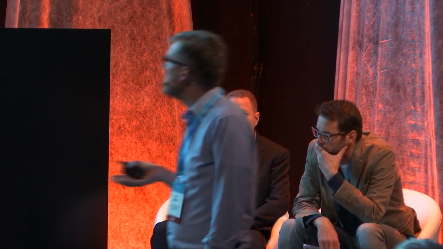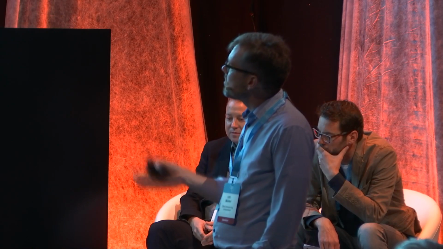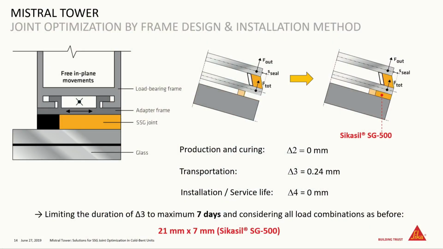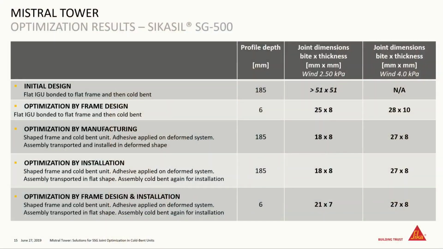Then, of course, there are other possibilities as well. You have now seen topics out of changing the design, changing the way of production, changing the way of installation. Of course, you can also combine topics like this. Combining means, in this example, changing the frame plus adaptation of the production process. Here, just as an additional example, a joint dimension of 21 by 7 millimeter would be even sufficient. Here, an overview about the results I mentioned before. Realized finally was this one, with a joint dimension 18 by 8, considering all the loads acting on the joint in the best way, by adaptation of the production process.